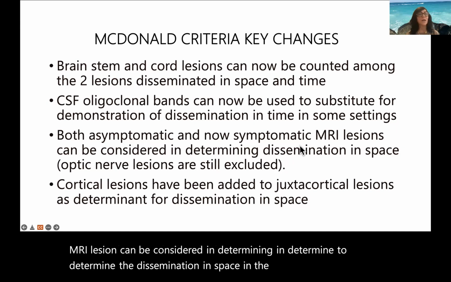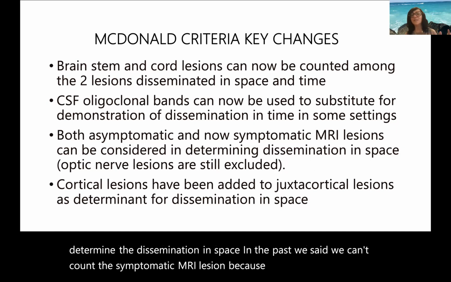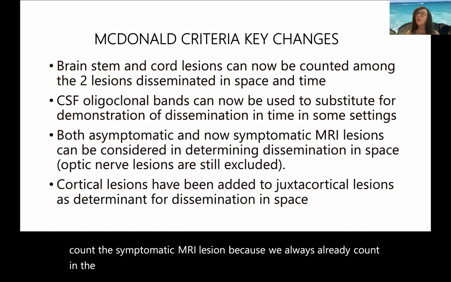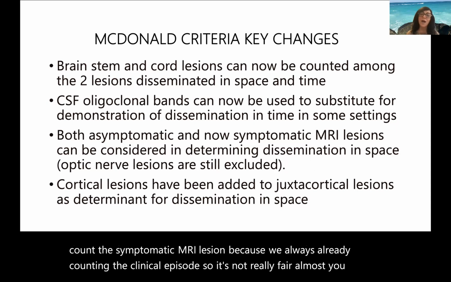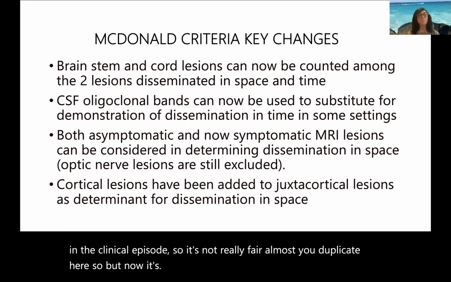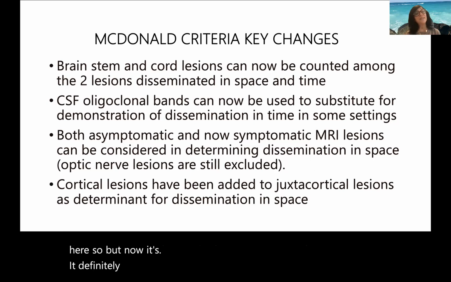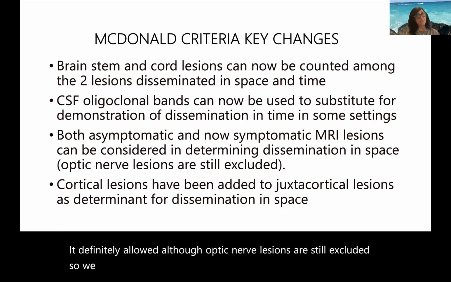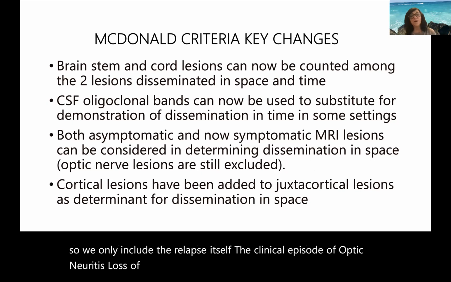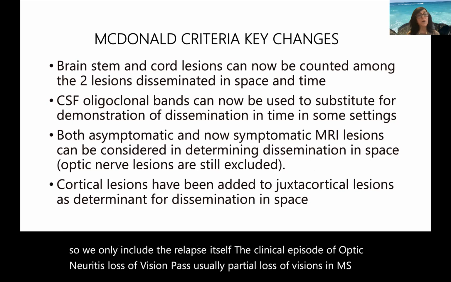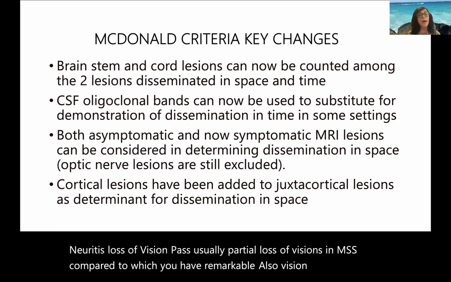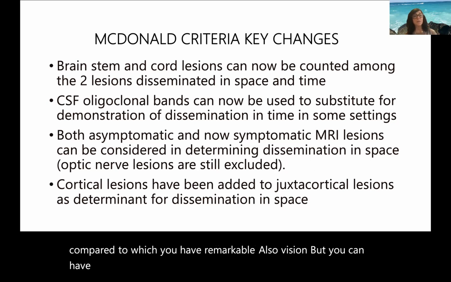In the past, we said we can't count the symptomatic MRI lesion because we already count it in the clinical episode, so it's not really fair. It's almost a duplicate. But now it's definitely allowed, although optic nerve lesions are still excluded. So we only include the relapse itself, the clinical episode of optic neuritis, a loss of vision, usually partial loss of vision in MS as compared to NMOSD, which has remarkable loss of vision, but you can have more than mild loss of vision in MS as well.